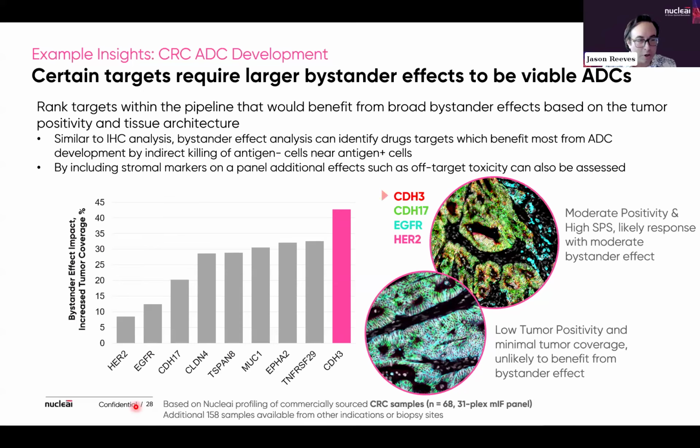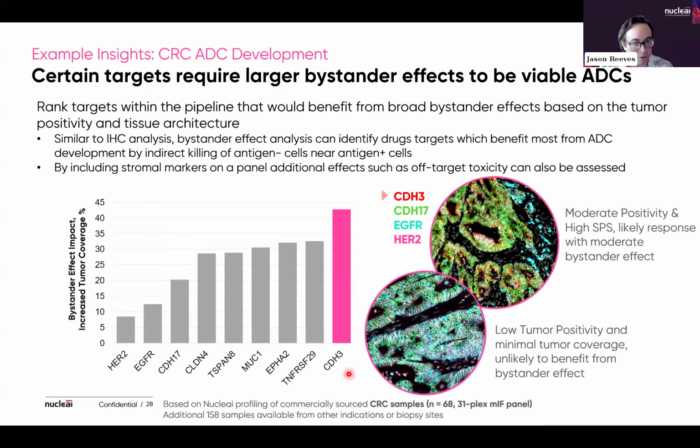But if we look at the targets that are on the panel, one of the key questions was how much of the tumor is positive for that given antigen versus how much of the tumor might actually be seeing a target if it had a bystander effect attached. So again, comparing a traditional pathological score to an AI-powered pathological score. And so some of the traditional targets like HER2 and EGFR actually didn't benefit much from having a bystander effect added on top of the traditional targeting.